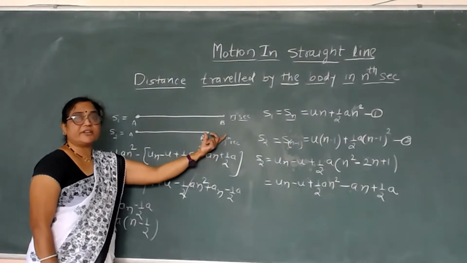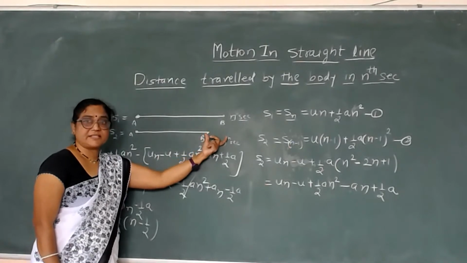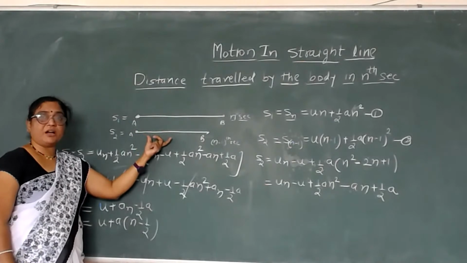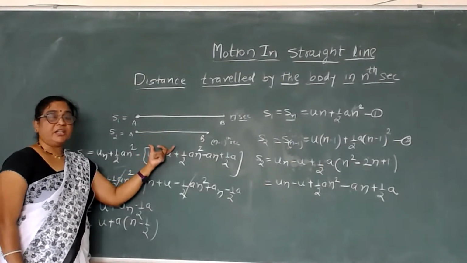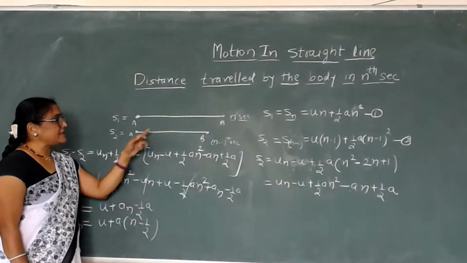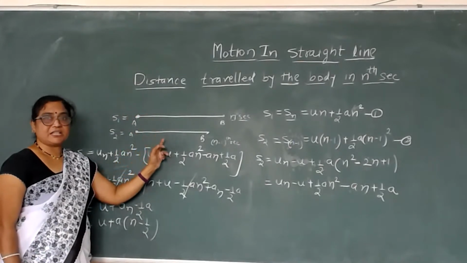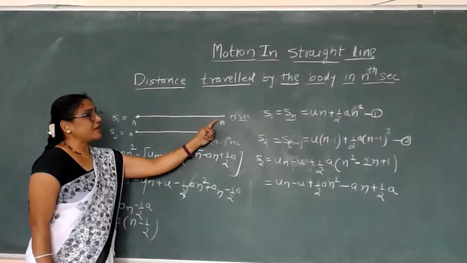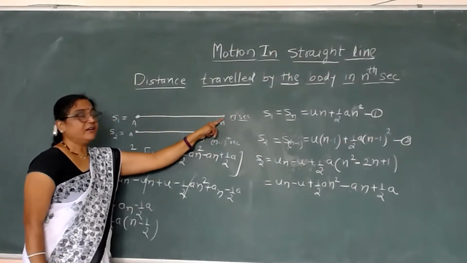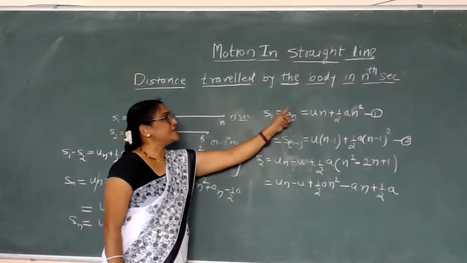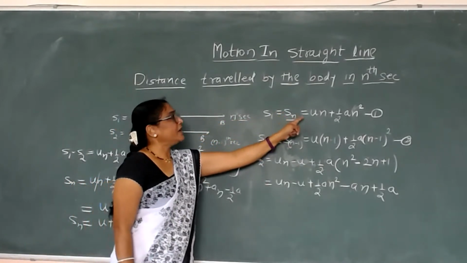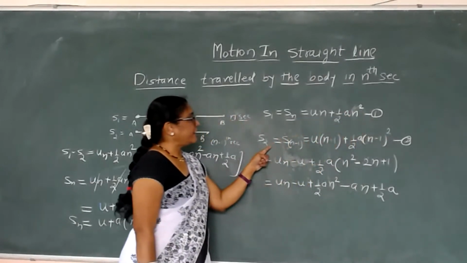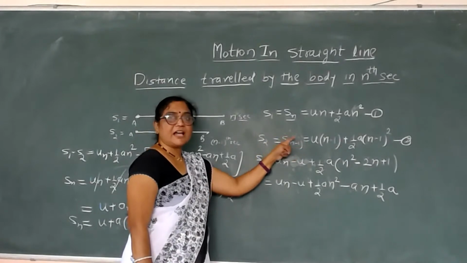So to find out the distance traveled by the body in the last 1 second, we use this equation, and we know that the related formula for the distance traveled by the body by the graphical method is s is equal to ut plus half a t square. We use that formula. So the first one, S1, the time is n. Therefore, S1 is equal to the distance traveled by the body in n second is equal to un plus half a n square. Equation number 1.